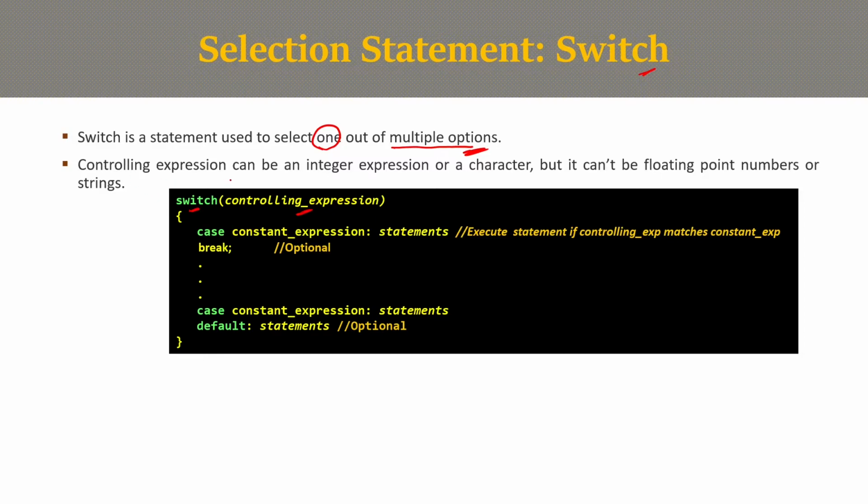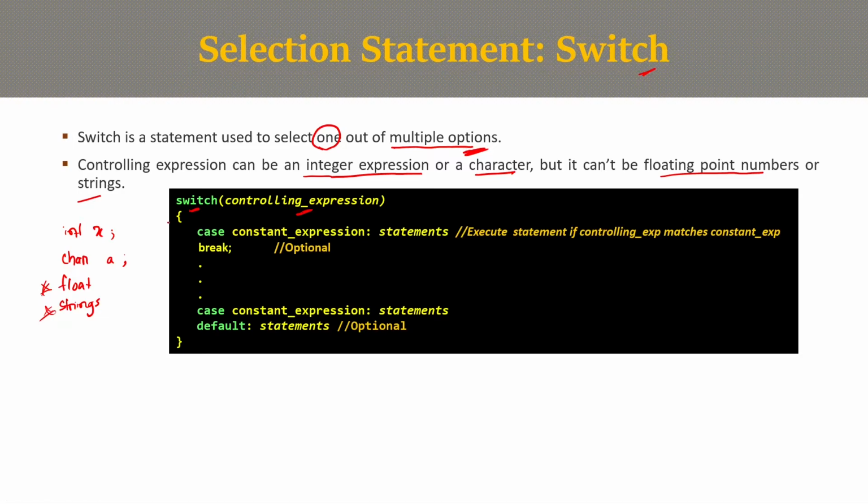This controlling expression can be an integer expression or a character, but it can't be a floating point number or strings. So this can be either an integer, say integer x, or a character, say character a, like this. But it cannot be floating numbers like float, or strings. It can't be these.